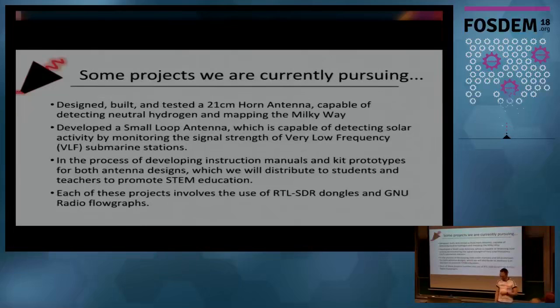Okay, so this is some of the things that open source radio telescopes are currently doing. There's this 21 centimeter horn antenna project. You can map out hydrogen lines that way, and actually draw a map of the galaxy. I'm going to show some pictures later on. There's also a small loop antenna, which has a different application. Those are two practical things that came out of this project, and they have instructions and all of that.